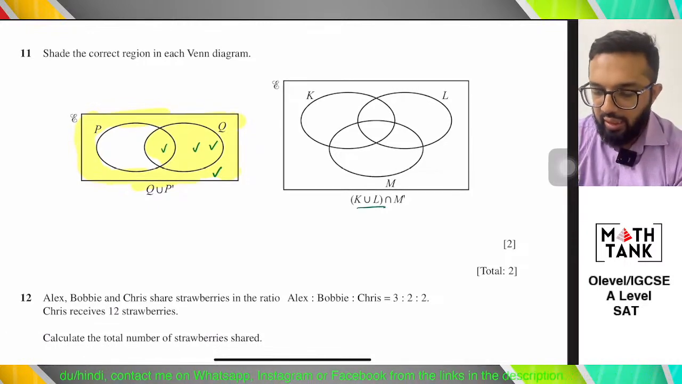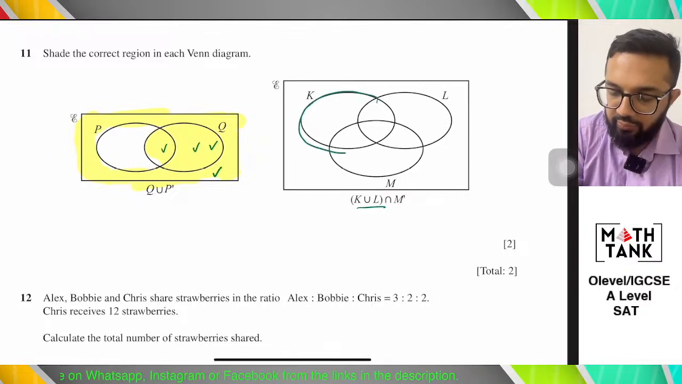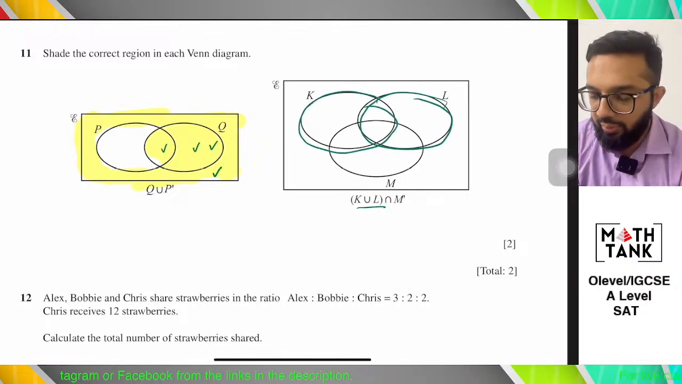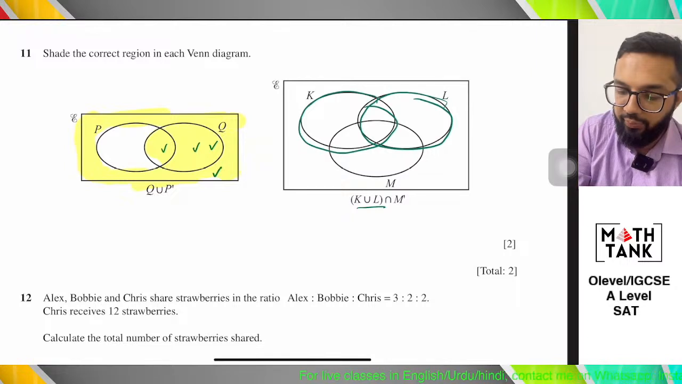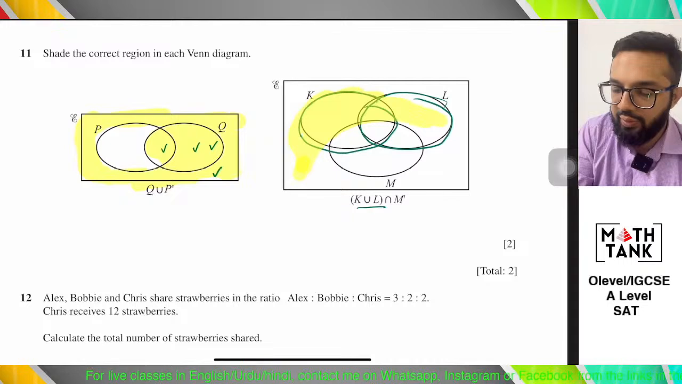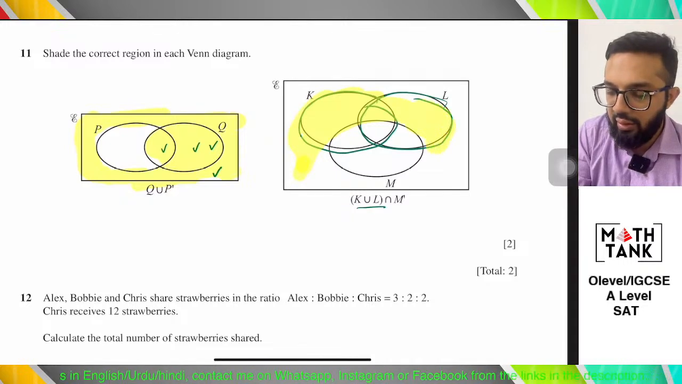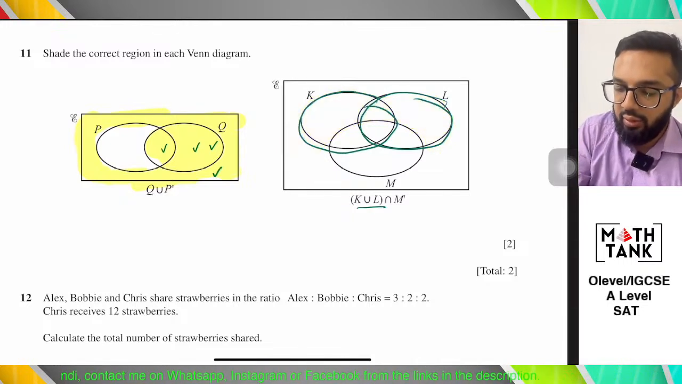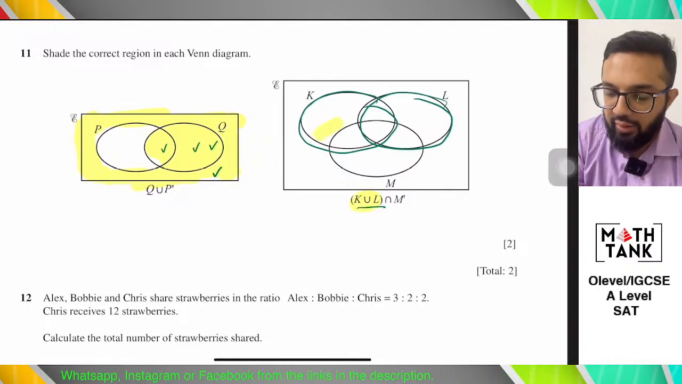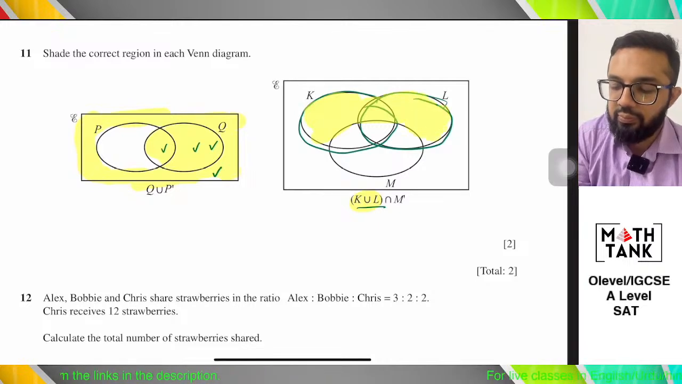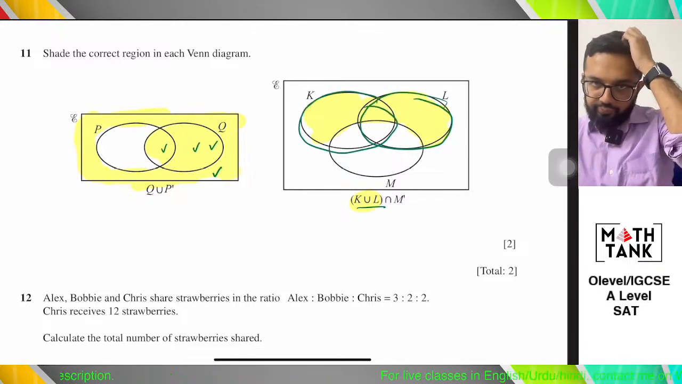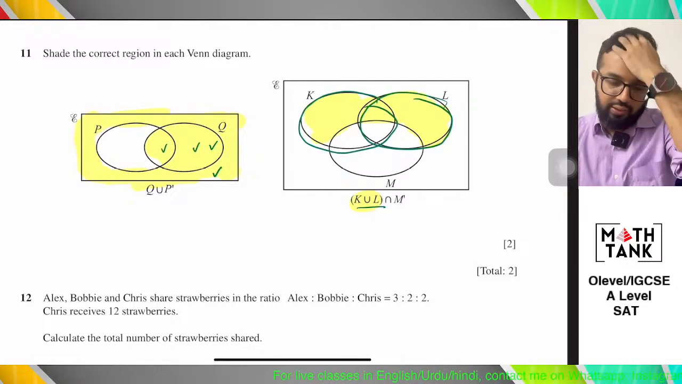Then K union L, so unite K and L, and you want to intersect it with M prime. M prime is whatever is outside M. So again, this is what your answer would look like. Everything outside M, no, sorry, and intersecting with K union L, so this part. Okay, K union L intersection M prime.